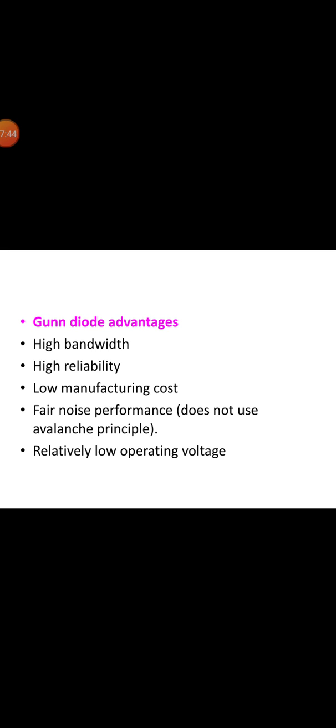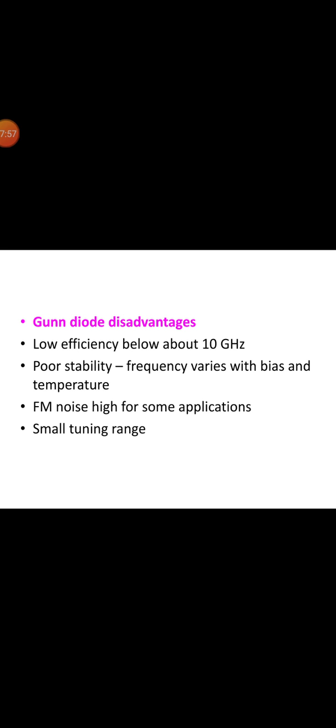The main advantages of Gunn diodes are high bandwidth, high reliability, low manufacturing cost, fair noise temperature, and relatively low operating voltages. The major disadvantages of Gunn diodes are low efficiency below 10 gigahertz, and poor stability, that is, the frequency varies with the bias and temperature, FM noise is high for some applications, and a small tuning range.